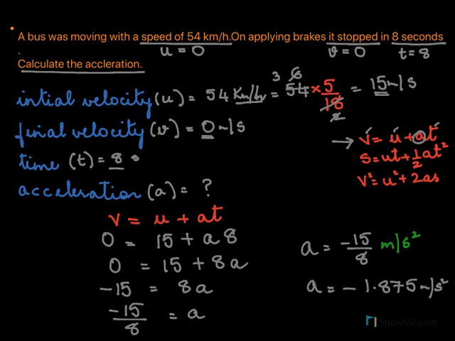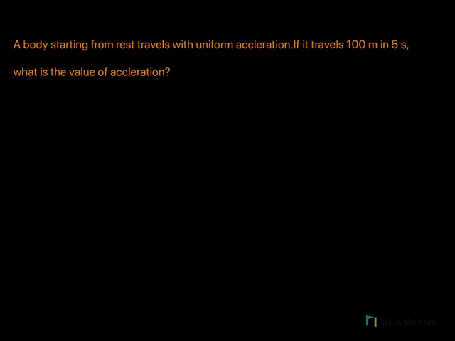Now just to understand this, why did we get this negative acceleration? We got this negative acceleration because this body was slowing down. From 15 meter per second, the body stopped. Stopped means the velocity became 0 meter per second. So when a body slows down, the acceleration is negative, and it is called retardation.